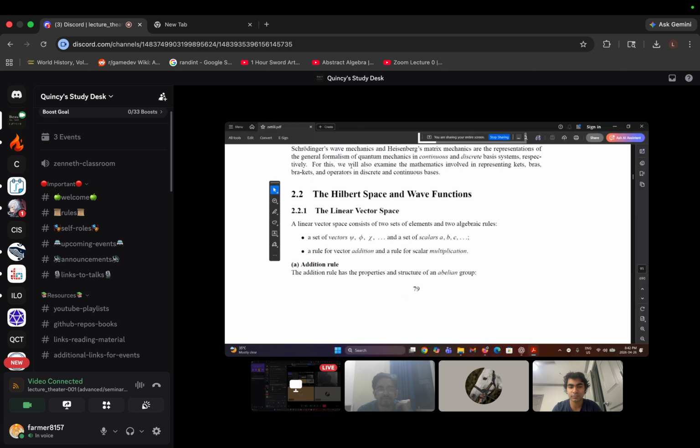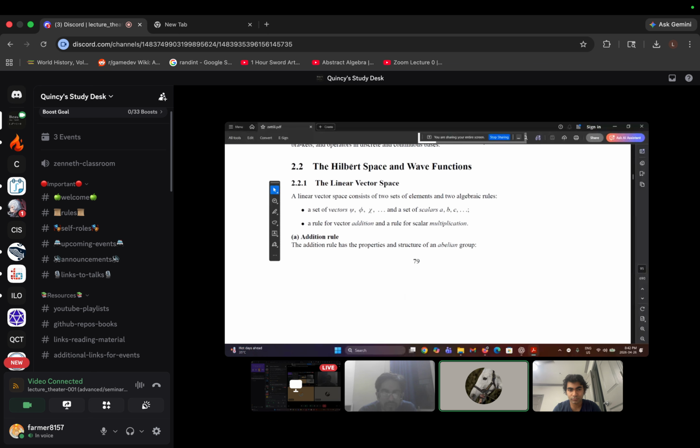Keep going. Okay. 2.2, the Hilbert space and wave functions. The linear vector space. A linear vector space consists of two sets of elements and two algebraic rules: a set of vectors and a set of scalars, a rule of vector addition and a rule for scalar multiplication. The addition rule has the properties and structure of an abelian group.